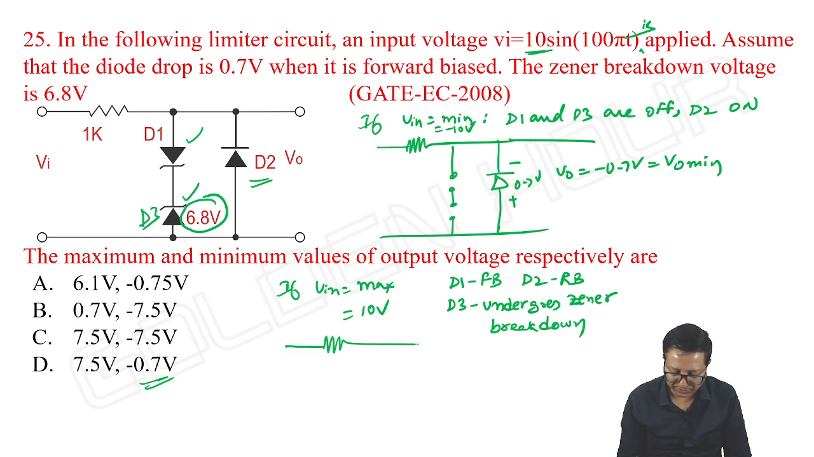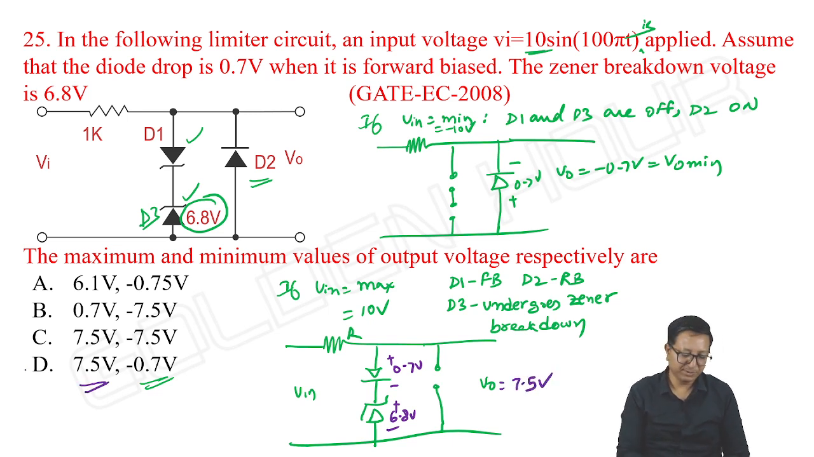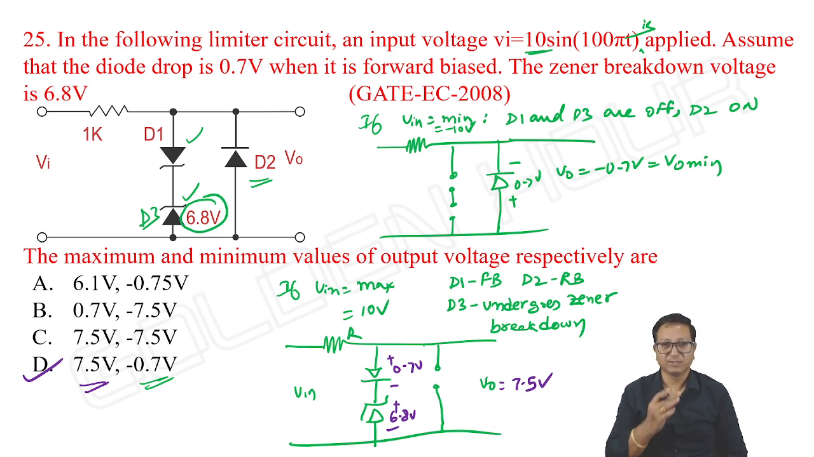The equivalent circuit is, so we can see 0.7 volts here and 6.8 volts here. So total is 7.5 volts, as we are getting. Option D is correct. Okay, it's a very simple question. Multiple diodes instead of reference voltages, etc.